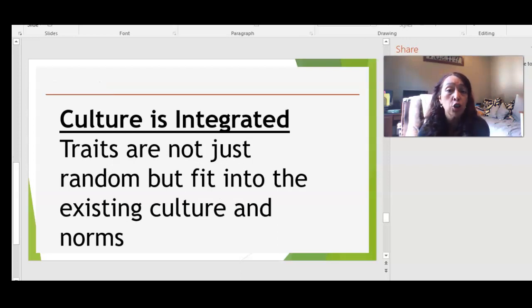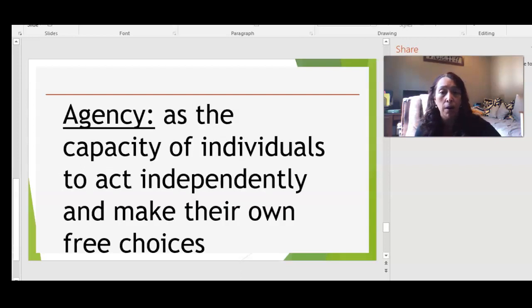Culture is also integrated. So the traits that we acquire in culture have to fit into the existing society that we have. So if I grab my cell phone, like I said, and I throw it into a different decade, the 1920s, they're going to go, what is this? It's not going to fit. It's going to come right back here, right? So it has to integrate. They're not random, right? And a lot of things we reject as societies to say it's just not going to fit.